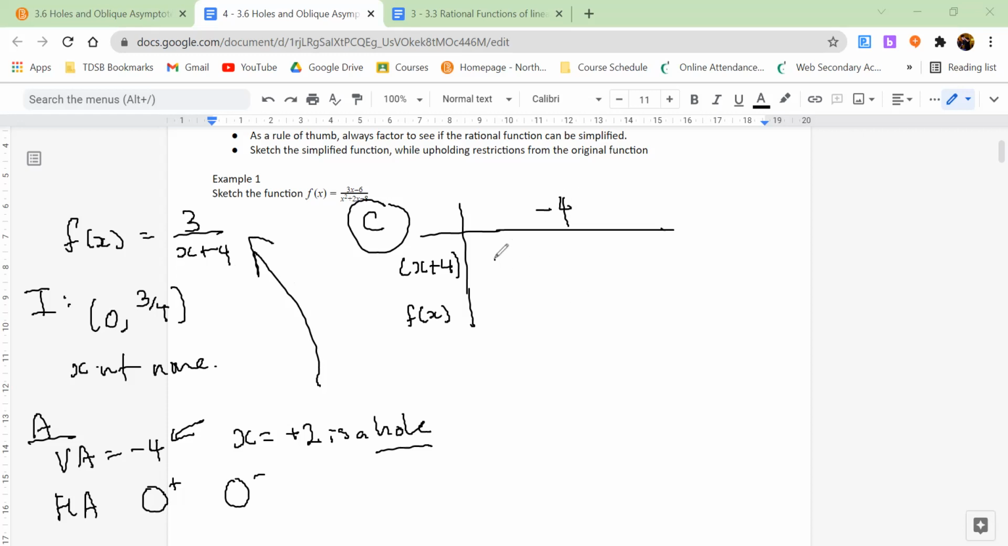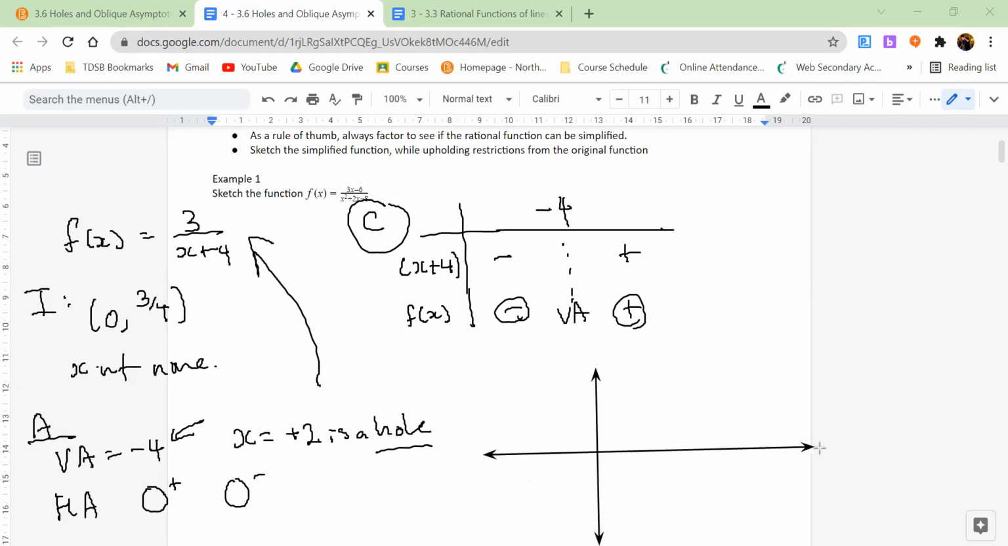So this is smaller, that's a negative. This is larger, that's a positive. So the function is negative and positive, and this is my vertical asymptote. And if I were to graph it, my asymptote is at negative 4. And then my horizontal asymptote, it approaches 0.